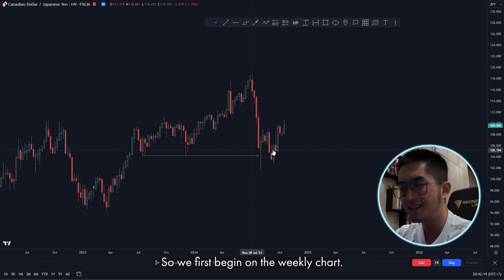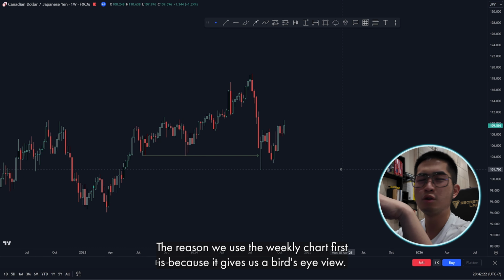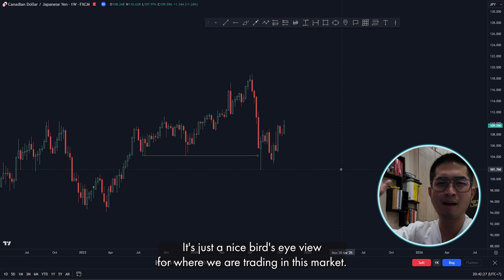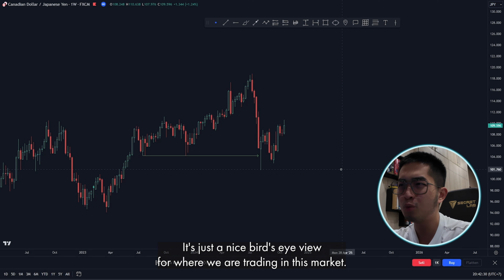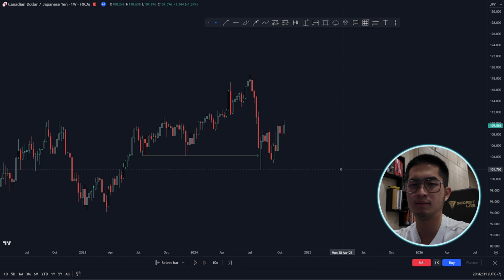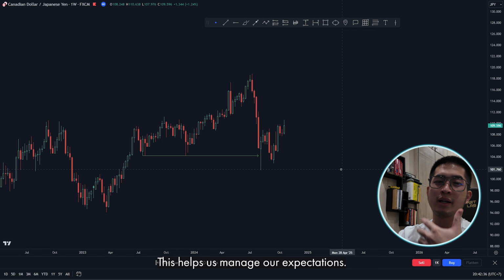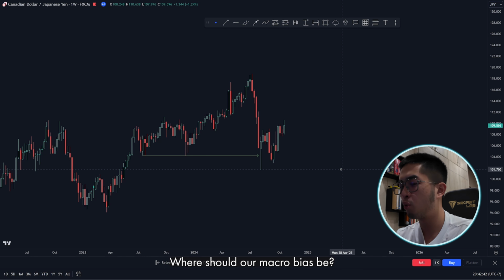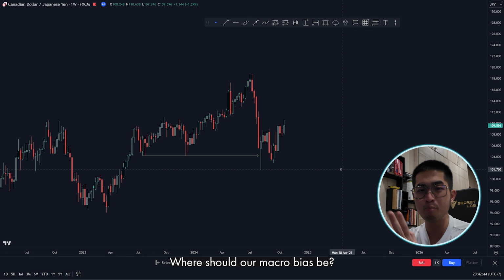So we first begin on the weekly chart. The reason we use the weekly chart first is because it gives us a bird's eye view. It's just a nice bird's eye view for where we are trading in this market. This helps us manage our expectations. Are we trading from a macro support level? Are we trading from a macro resistance level? Where should our macro bias be?